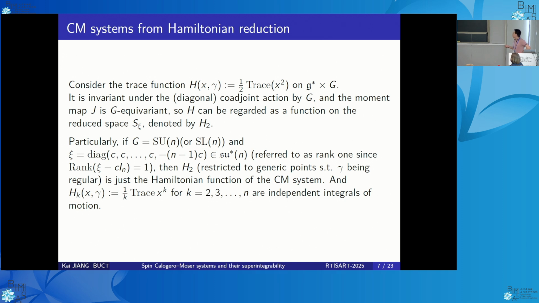Up to now, we discussed the rank 1 case. If we choose a particular G and a particular C, then we get the Calogero-Moser system. So the natural question is, what if C is not like this? Because this coadjoint orbit is quite special. There are many other generic coadjoint orbits. For example, if C is regular, it means all the eigenvalues of C are distinct. That kind of coadjoint orbit is more common, so we want to study other C or coadjoint orbits.